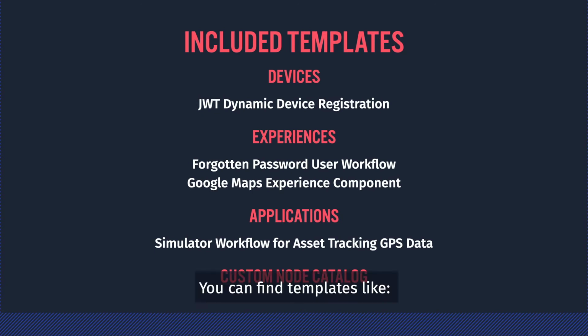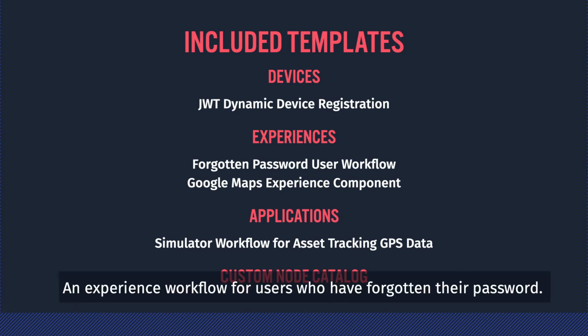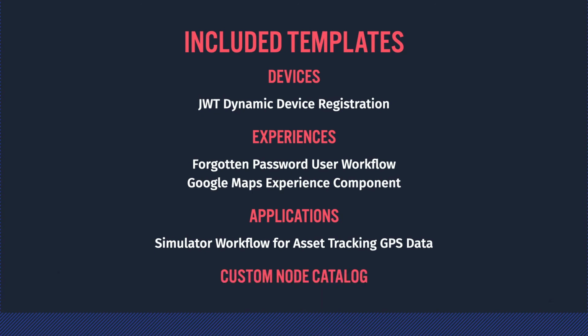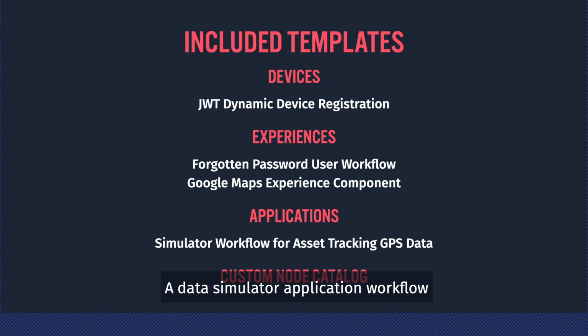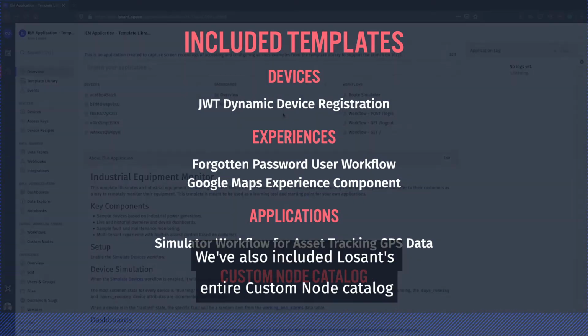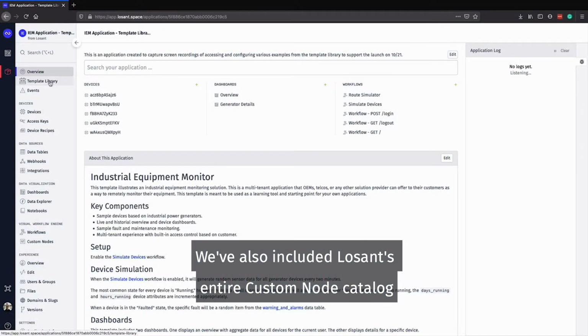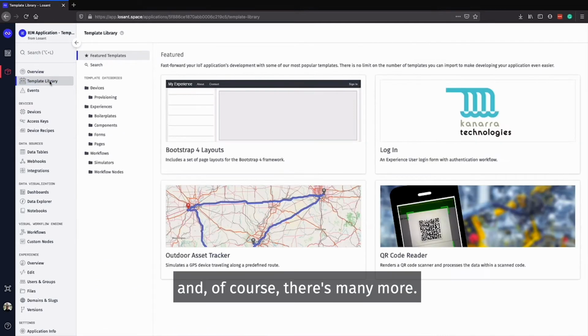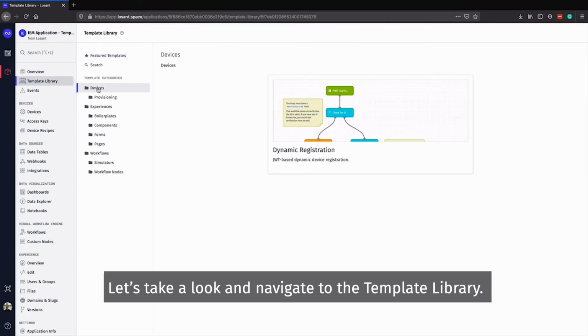You can find templates like an experience workflow for users who have forgotten their password, a data simulator application workflow for spoofing GPS device information, a Google Maps component for your experiences. We've also included Losant's entire custom node catalog. And of course, there's many more. Let's take a look and navigate to the template library.